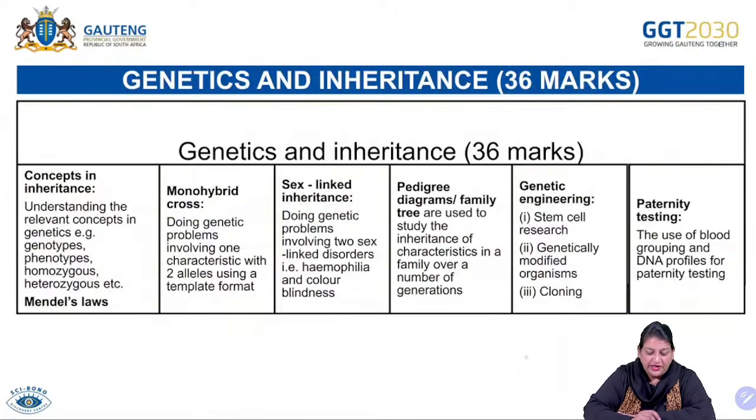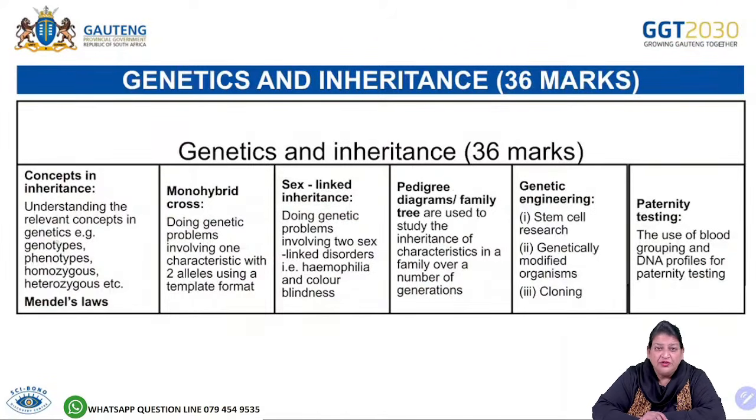So what we're going to look at, learners, is the concepts of genetics: your genotypes, phenotypes, what's homozygous and heterozygous, as well as how you do a monohybrid cross, dealing with just one genetic characteristic, and how you use the alleles for a gene. Remember, you must know the difference between a gene and an allele. Then we're also going to look at how you do a dihybrid cross with two genetic traits.